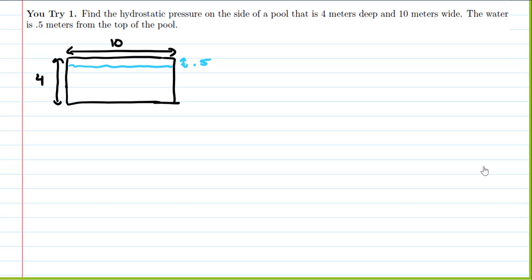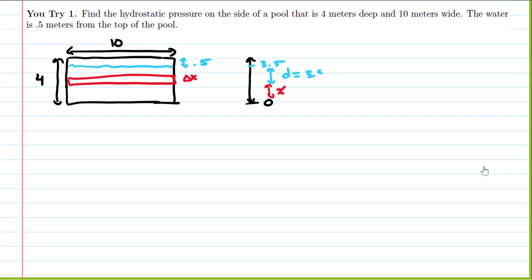All right, so now we have to make a choice. Where do we want to put our origin? Okay, bottom, that works. So if we make the bottom 0, and then we have our little strip here, the distance from the bottom of the pool to our strip is going to be x, and then the water is at 3.5, so the depth, d, is going to be 3.5 take away x. So the distance from the surface of the water to our strip is 3.5 take away x.